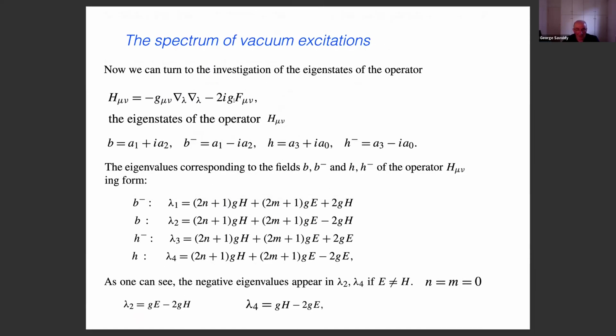But this spin orbital interaction, because spin is equal to 1 in the case of Yang-Mills, you see there is a 2gh plus minus 2gh plus 2ge and minus 2ge. And these minuses are exactly what produce the unstable mode. So here unstable modes are coming out in the lambda 2 and lambda 4.